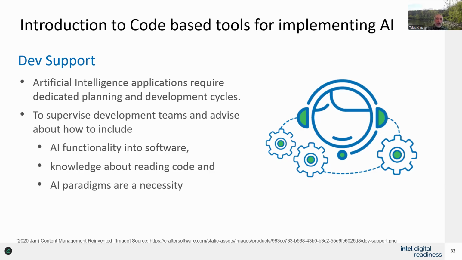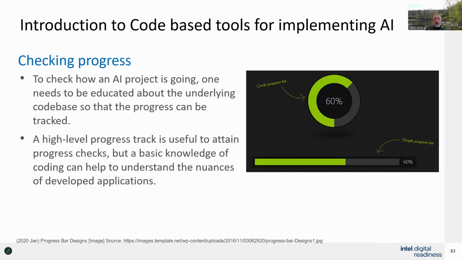So they're talking about development support. AI requires dedicated planning and development cycles, just like any other development does, right? Adding AI into software is a big thing, but knowing how to read code is necessary also, and combining the two together takes expertise as well. And once again, we're hearing that real strongly from our advisory. Yeah, we'll use AI, but we still need people that understand what it's doing, right? Otherwise, what's the point?